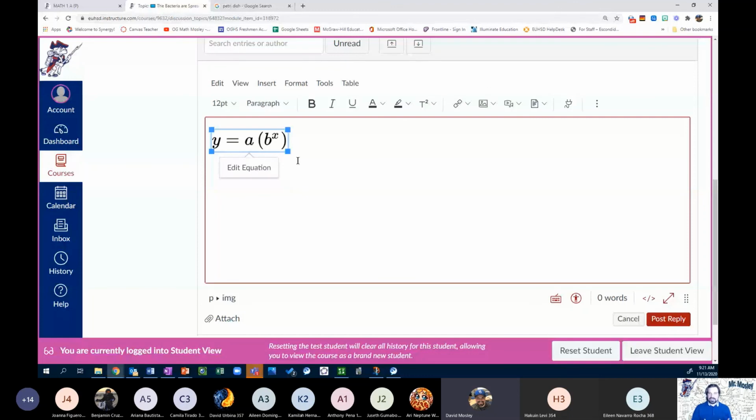Otherwise, you can just use the text editor, in which case you have a superscript button right here as well. So you can get the exponent. If you submit your answer just as something that looks like this, that is incorrect. You have not represented an exponent. You need to have the superscript for the exponent. Okay.